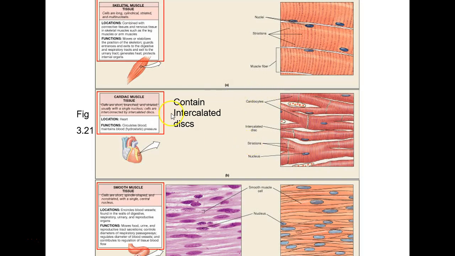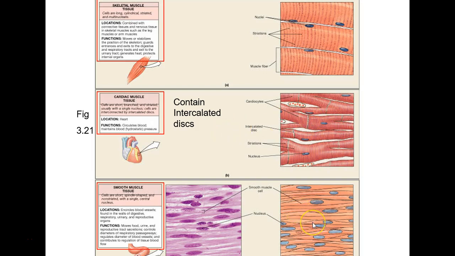Okay? So guess what? Done with muscle. I'll show you some real slides instead of artist drawings when we get to the review. But it does look pretty much like these. You just don't see the striations on cardiac as well in real life.